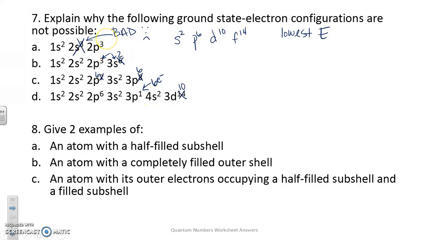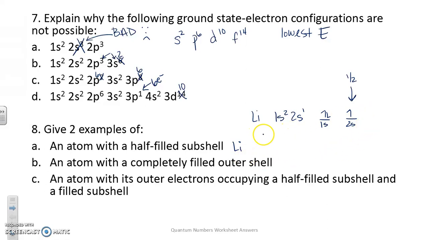Okay, give 2 examples of an atom with a half-filled subshell. What that means is, let's say we were looking at lithium. Lithium's electron configuration would be 1s2, 2s1. If we were to show the orbital notation for that, here's your 1s, and here's your 2s. This would be considered a half-filled subshell because it only has half of what it can hold. So lithium is a good example of a half-filled subshell.